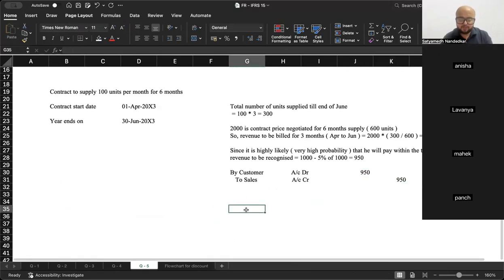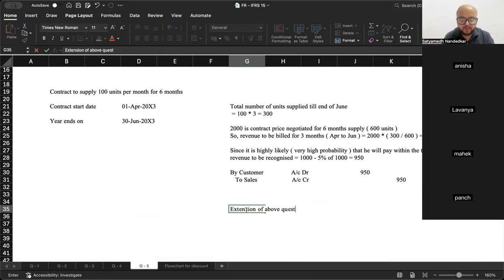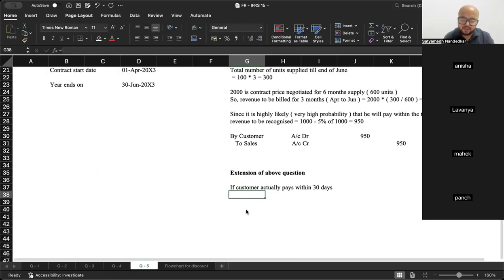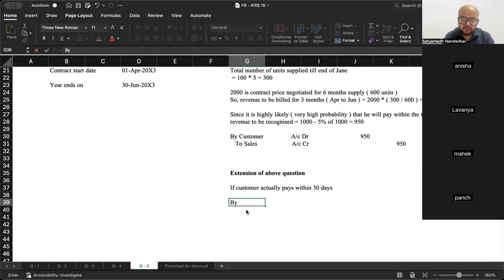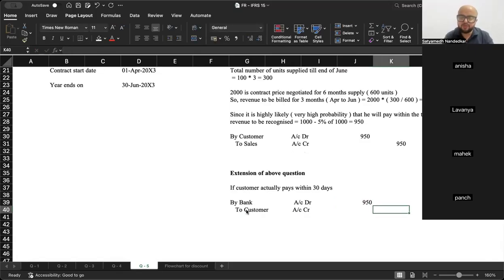Okay. Now this is an extension of the above question. If the customer actually pays within 30 days, what will be the entry? The entry will be bank account debit to customer account. How much? 950.